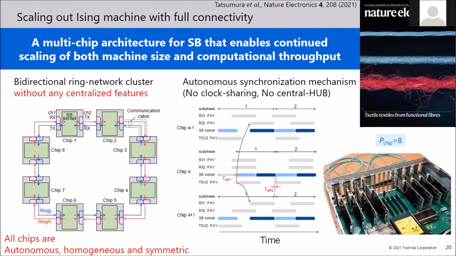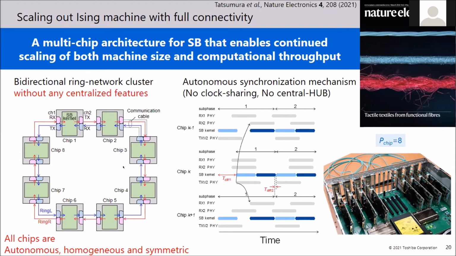This is a photo of the 8-chip cluster, and it relies on an autonomous synchronization mechanism instead of using clock sharing or a central hub. All chips are allowed to be launched independently with some time differences, but can be synchronized autonomously through the exchange process of spin information between neighboring chips.